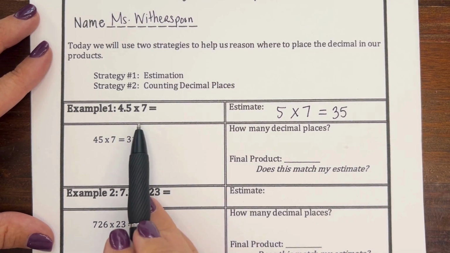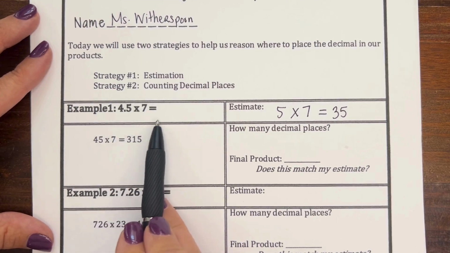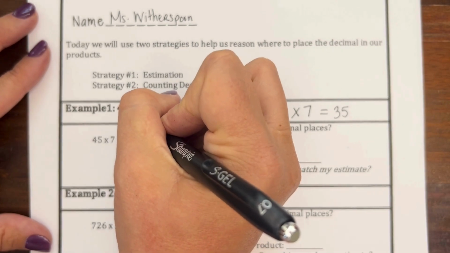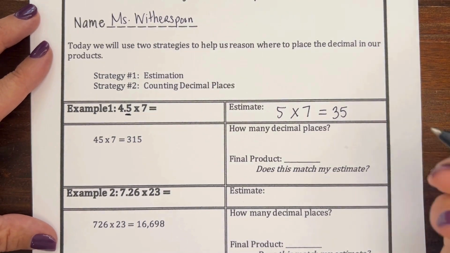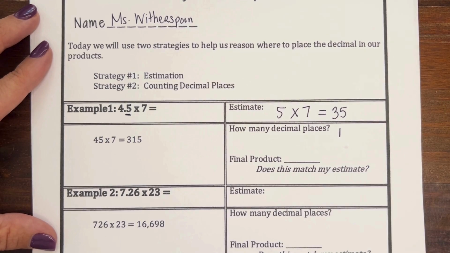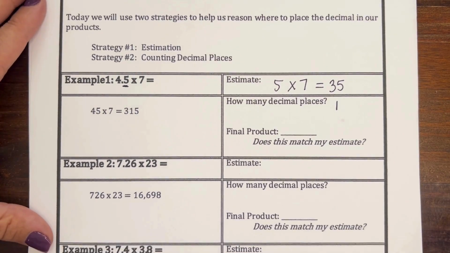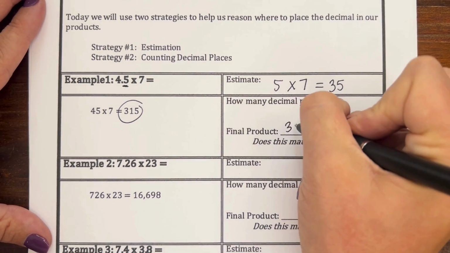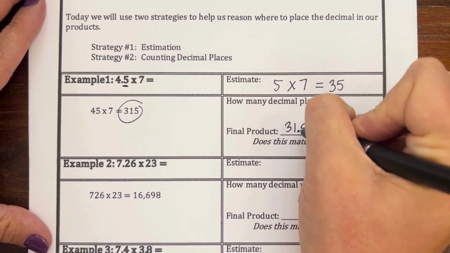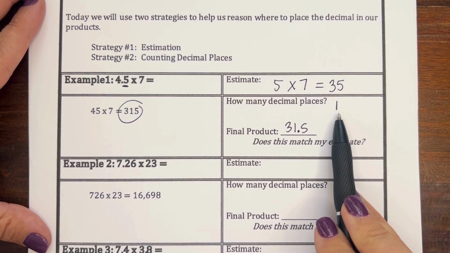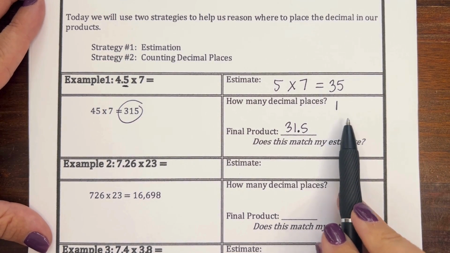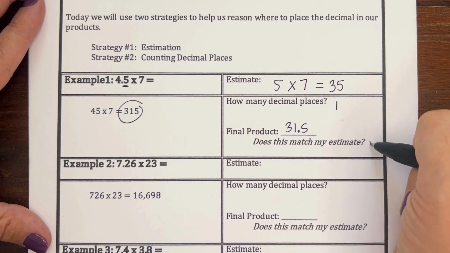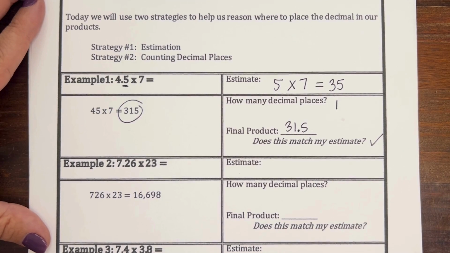The next thing we're going to do is count our decimal places, and that just means any number that comes after a decimal point. In this problem, we only have one decimal place. We have one digit that comes after a decimal point. So we're going to take our product, 315, and we're going to change this number so that it also has one decimal place, or one number after a decimal point. Then we're going to double check. Did this number match my estimate? 31 5/10 is pretty close to 35.